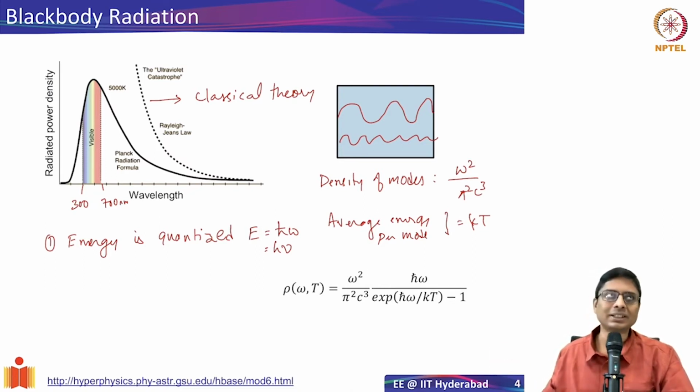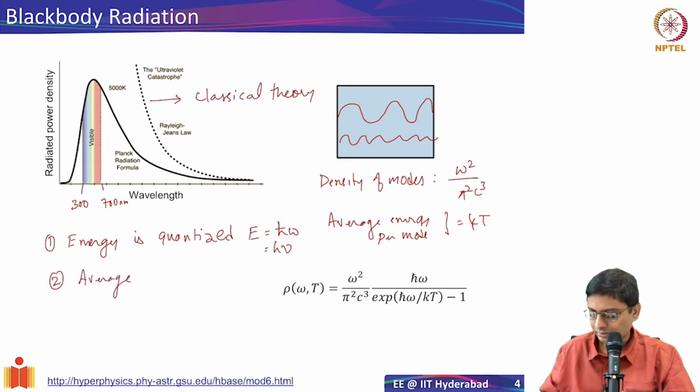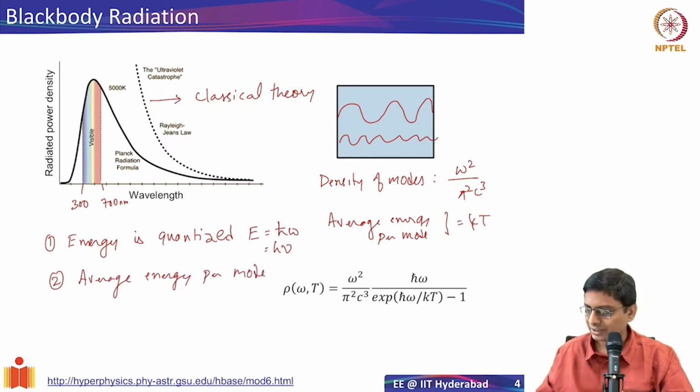Later on, I think a scientist by the name of Lewis gave the name of photon to it, but he just considered that energy was quantized. And with that assumption, Planck derived the average energy per mode. And he found that the average energy per mode is the quantity that I have already written here. So this is my average energy per mode.